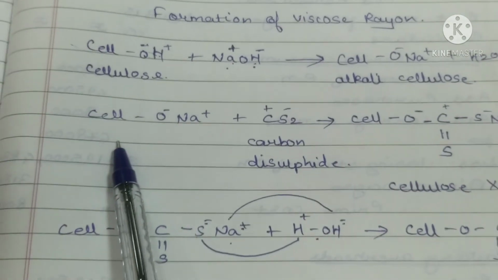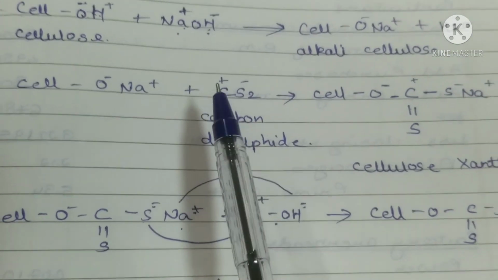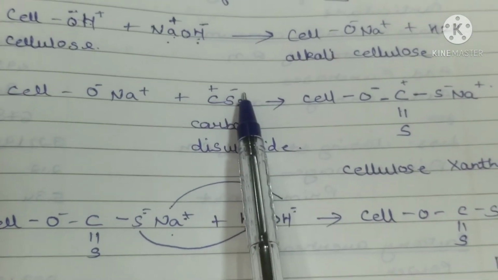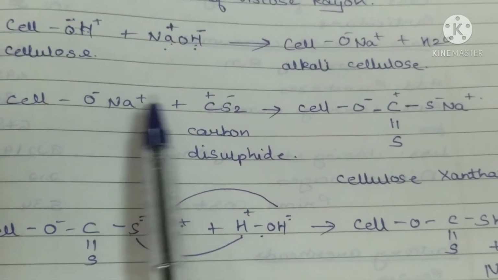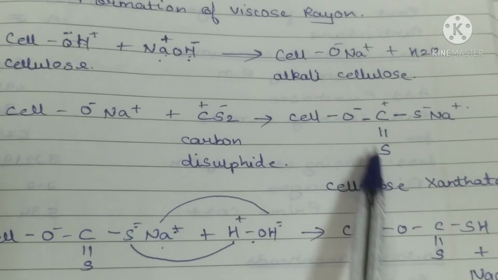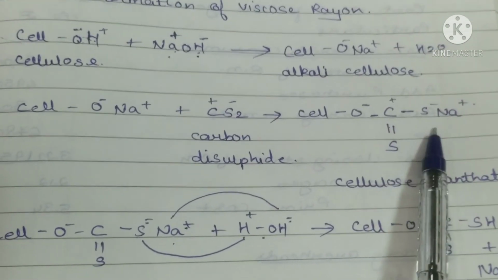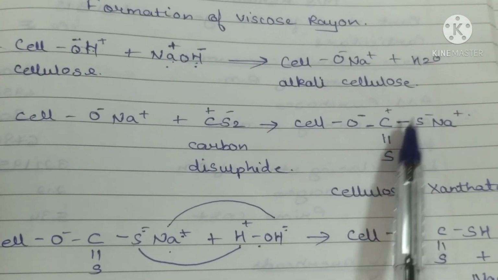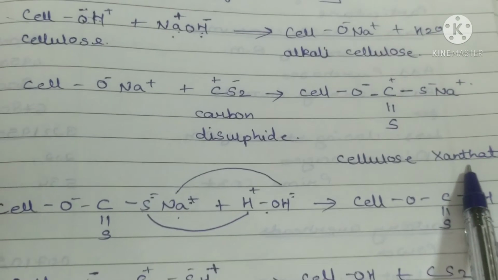Next you take the alkali cellulose and react it with carbon disulfide. C has a plus charge, sulfur has a negative charge. So again the same thing happens. O will go along with the carbon because O is negative and carbon is plus. It will form a double bond with one sulfur atom. The next sulfur will move along with Na plus because S is minus and Na is plus. This is called cellulose xanthate.